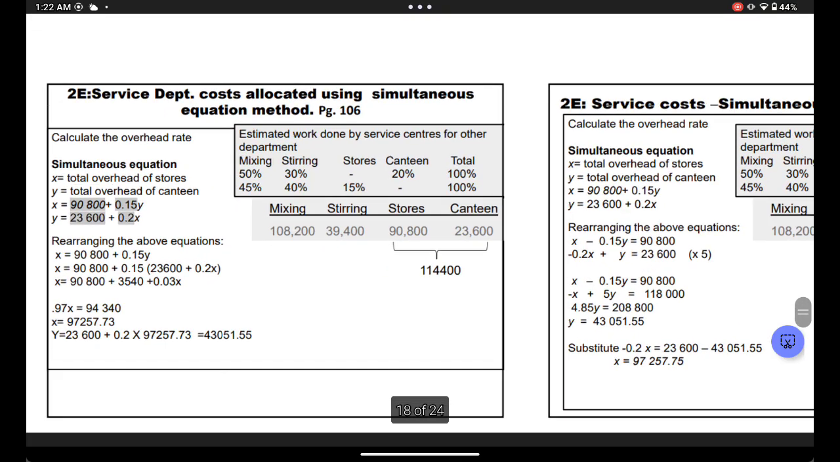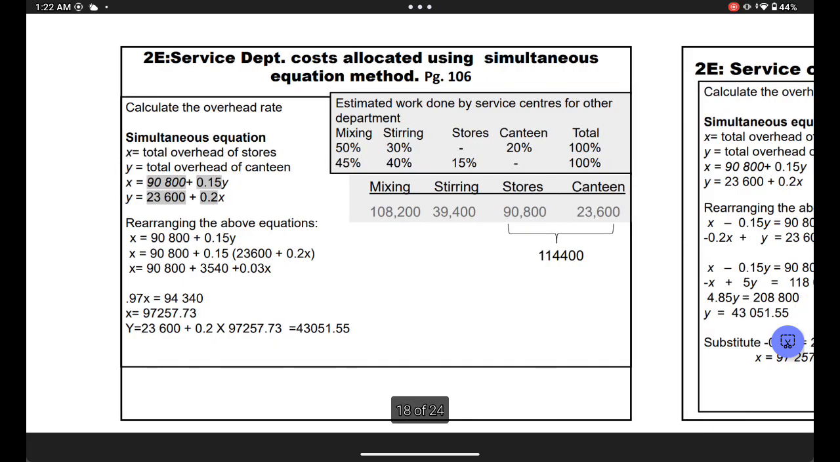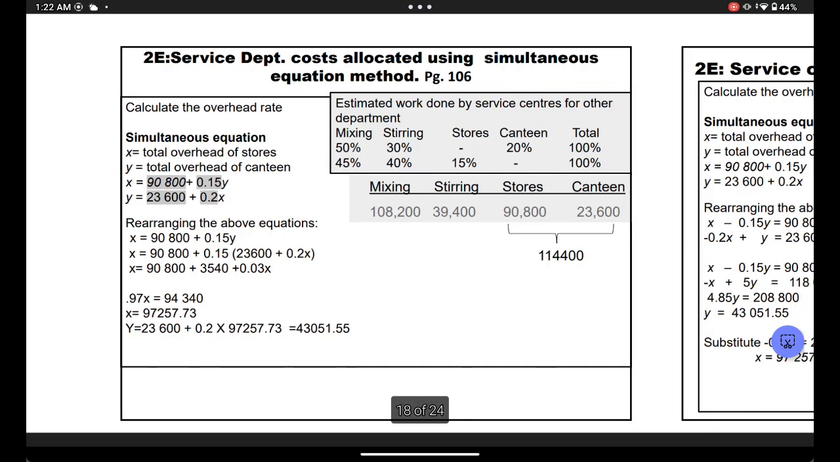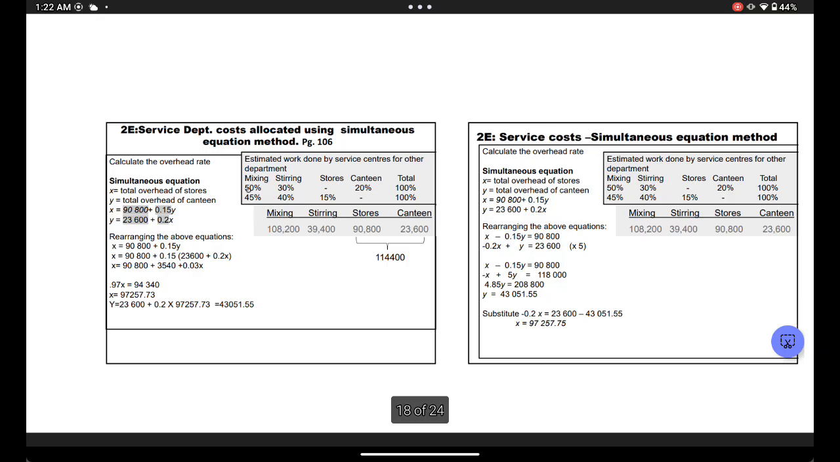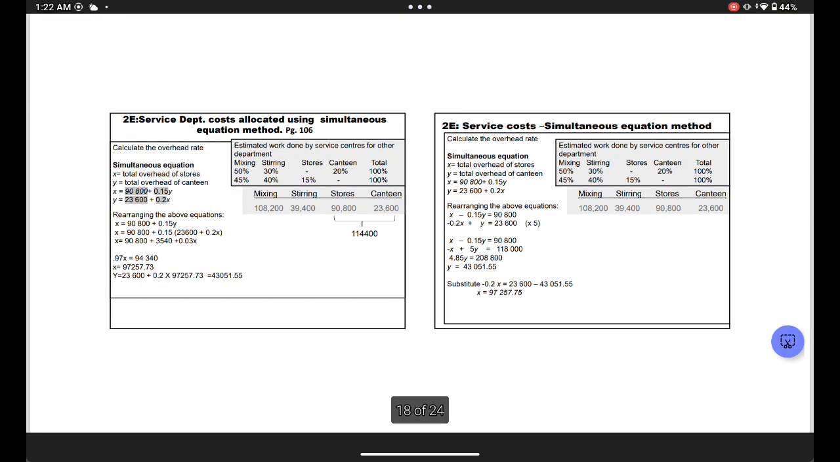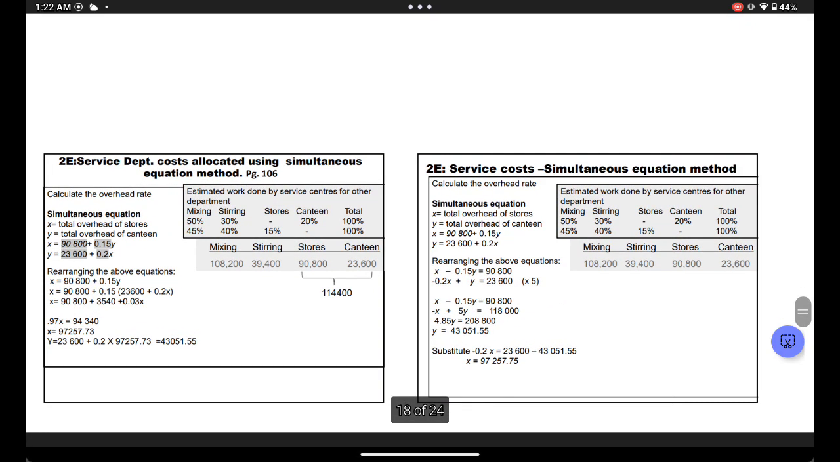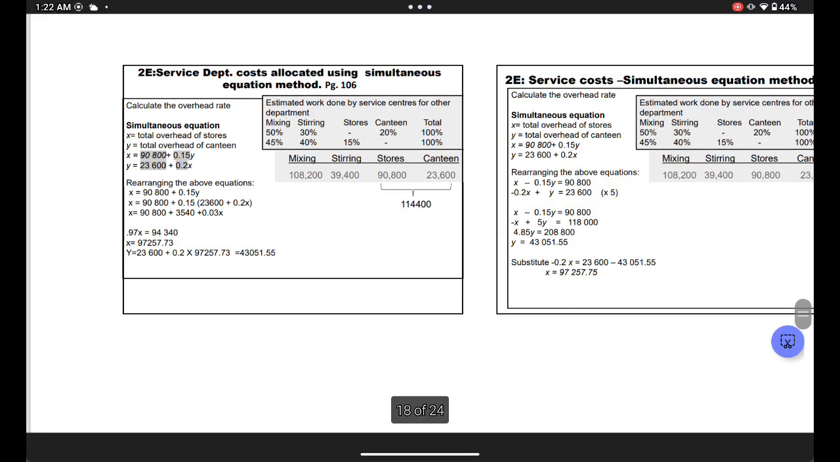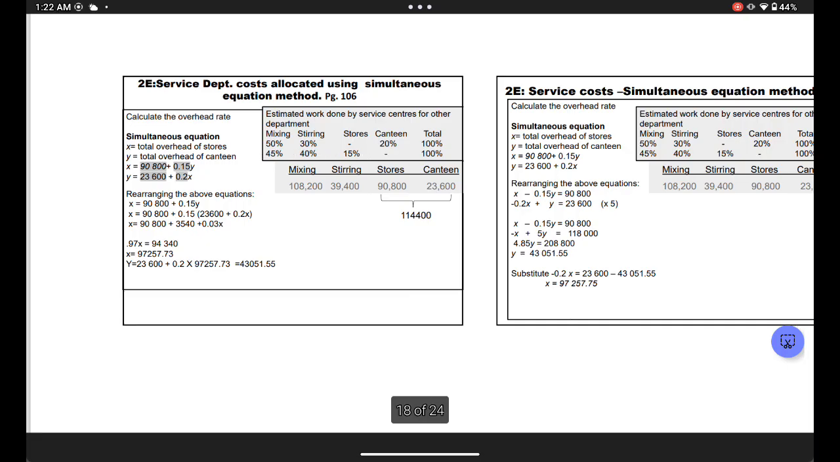There's an error on the slides. Just let me get my pen out. On the first row, it's supposed to be stores over here. I'm having some technical difficulties. I can't get my pen out, but basically over here is supposed to be stores. All this row relates to stores, all this row relates to canteen, right?